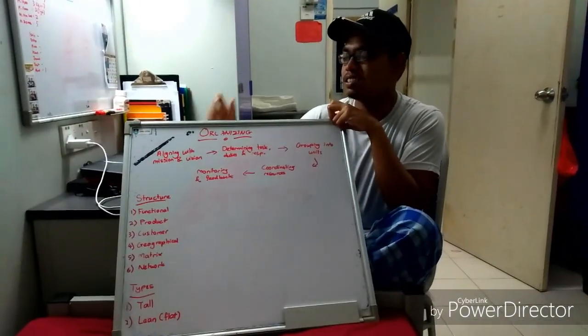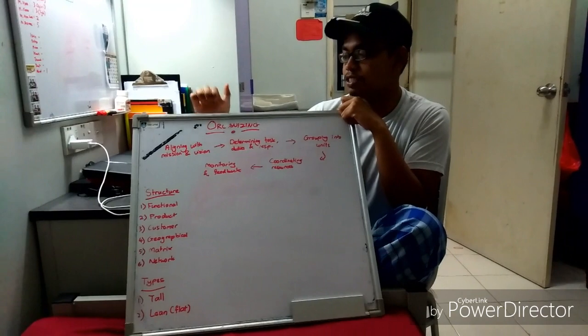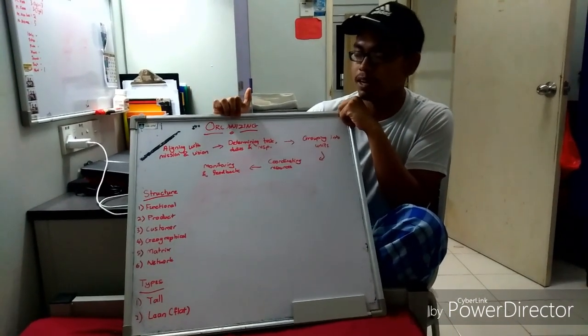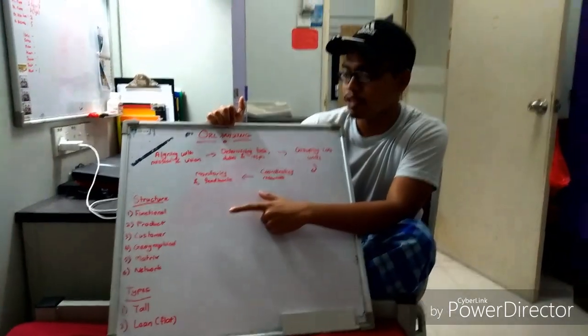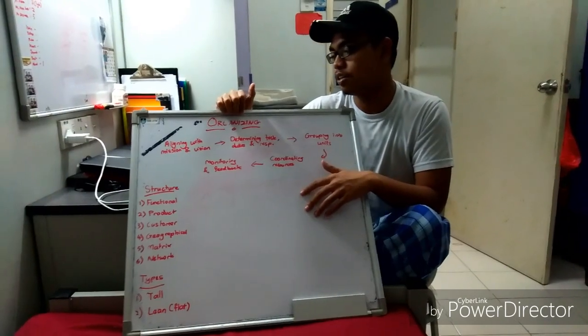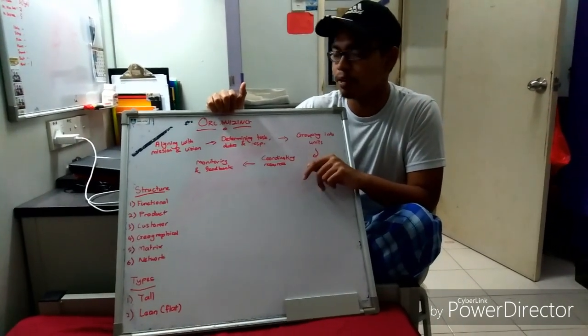Okay, next we will enter on departmentalization of the organizational structures. We have 6 of them: functional, product, customer, geographical, matrix and network structures. Okay, I'll just explain briefly on each of them.